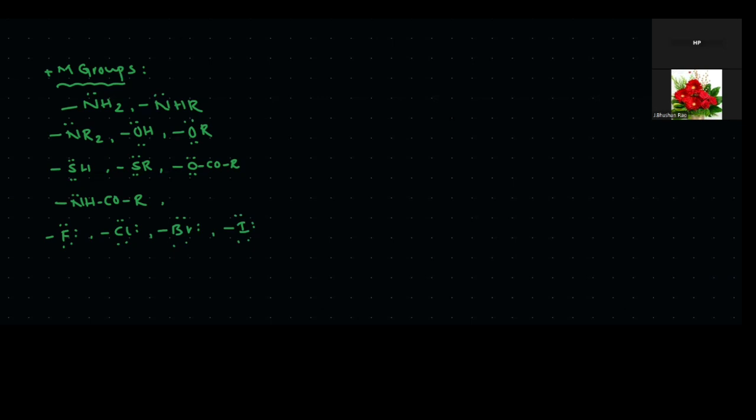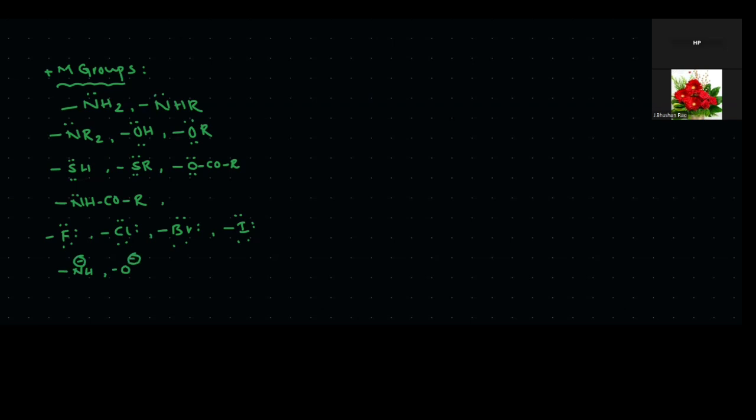If these groups are directly attached to any conjugated system, those are called plus M groups. If a conjugated system is attached to these groups, all these groups act as plus M groups, that means they donate the lone pair of electrons. Not only that, if NH minus or O minus, with a negative charge, is attached to the same system, these groups also act as plus M groups only.